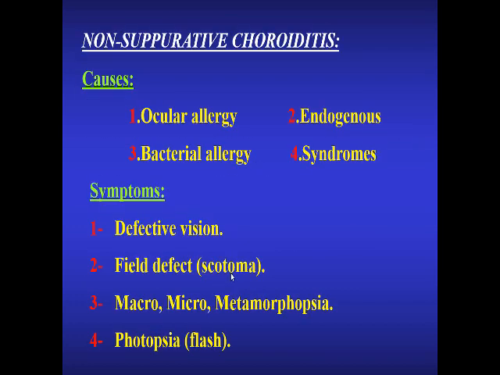The causes of non-suppurative choroiditis are ocular allergy, endogenous, some syndromes, and bacterial allergy. In the clinical picture, there is defective vision, field defect, scotoma, macropsia, micropsia or metamorphopsia, and photopsia, which means flashes of light.